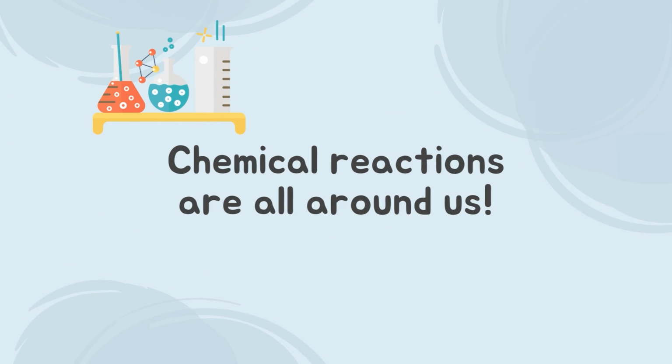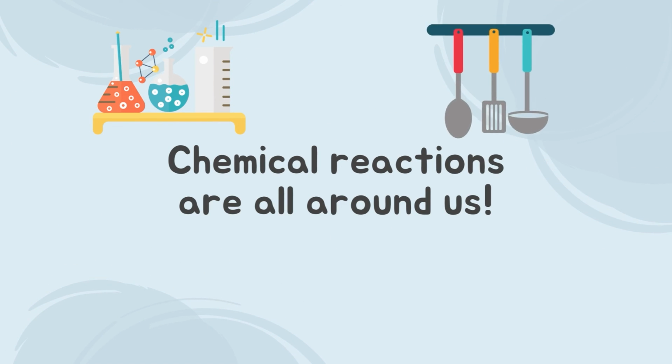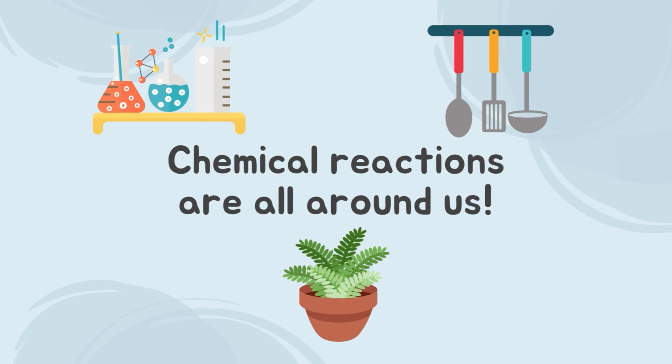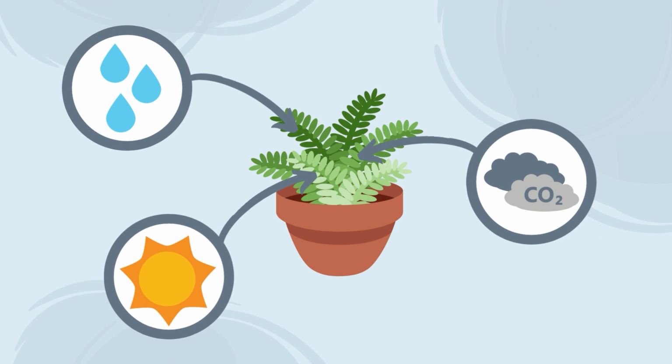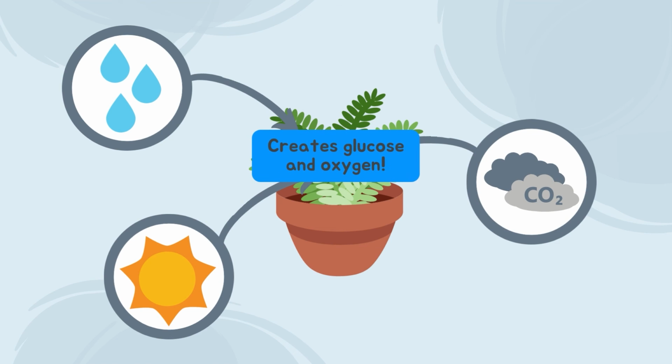Chemical reactions are all around us, in our science labs, in our kitchens, and even in nature. Chemical reactions are vital to our everyday lives. After all, the air that we breathe is a product of a chemical reaction called photosynthesis. In photosynthesis, plants will absorb water, carbon dioxide, and sunlight in order to create glucose and oxygen.